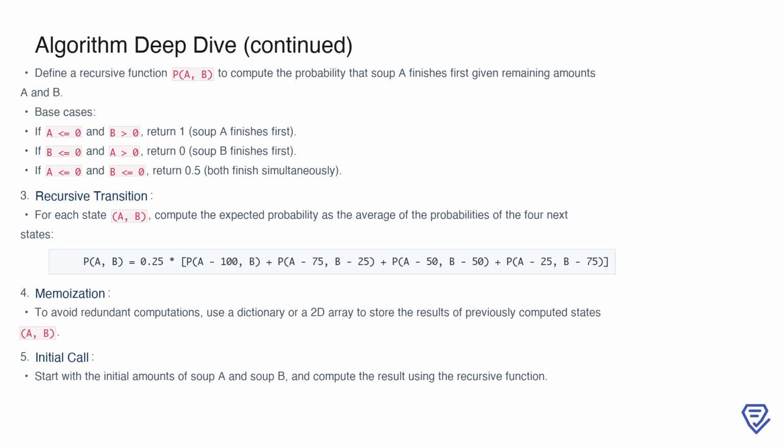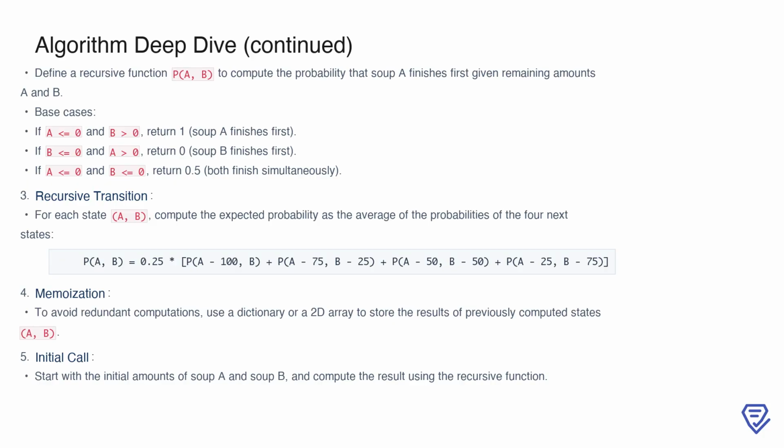If A is depleted while B still has soup left, we return 1 because A finishes first. If B is depleted while A still has soup left, we return 0 because B finishes first. If both A and B are depleted simultaneously, we return 0.5, as both finish together. For other cases, we transition recursively by computing the probability of the current state as the average of the probabilities of the four possible next states.